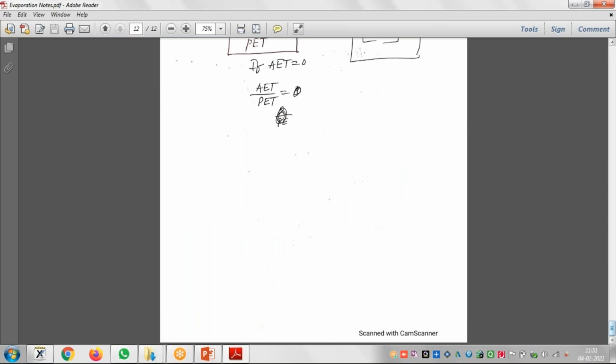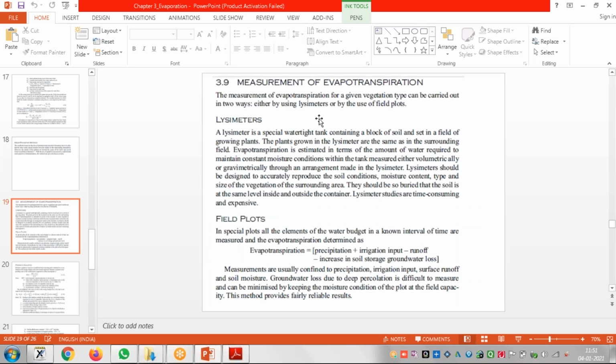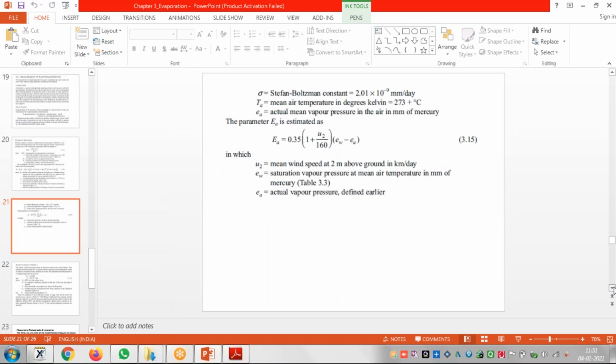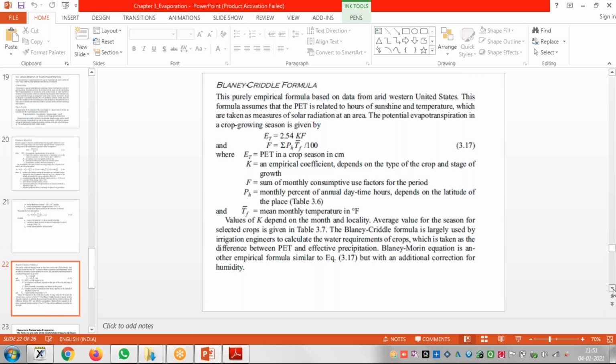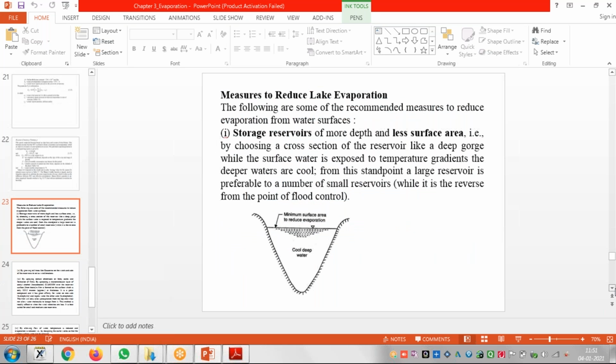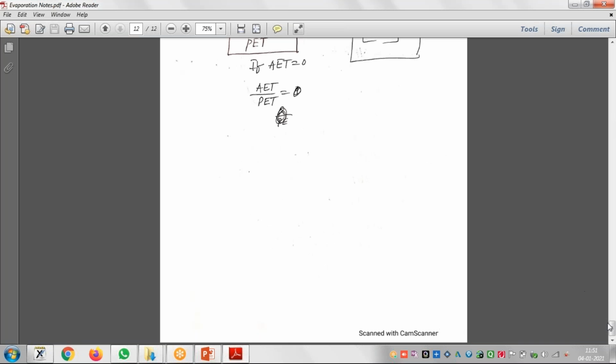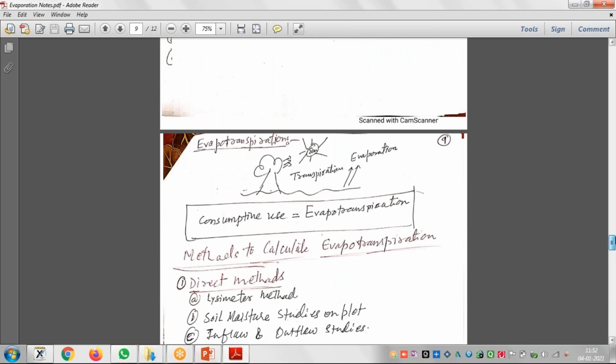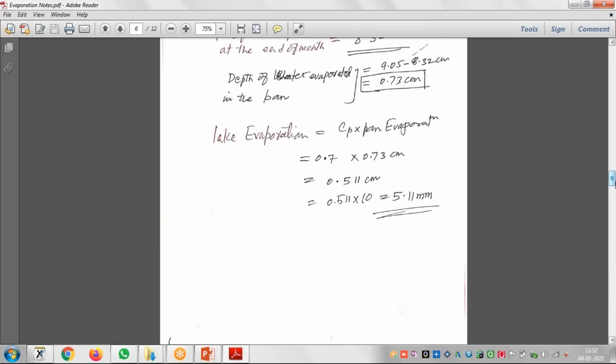Now, is there any other term? See, the same thing which we have discussed is given in your PPT or slide. What is the field plot method, that is given. The Penman equation is given here. The Blaney-Criddle method equation is given already. Now, one term was remaining: how to measure or how to reduce the evaporation.